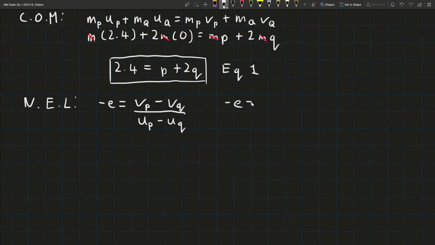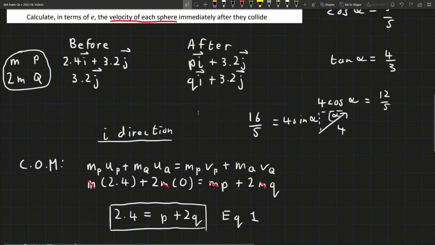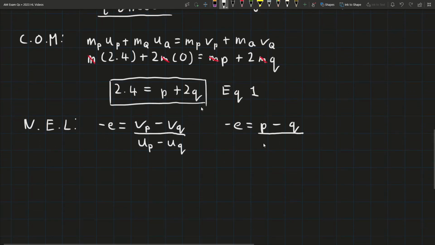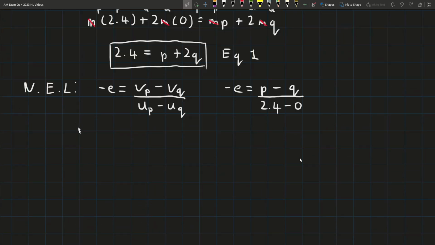So minus E will be equal to, what's the final velocity of P? Well, we're calling that lowercase p, minus the final velocity of Q, we're just calling Q, all over the initial velocity of P, which is 2.4. Remember, this is only in the I direction. We don't have to worry about the j direction. Minus 0, because the initial velocity of Q in the I direction was 0. So then we can rearrange that to say that minus 2.4e will be P minus Q.